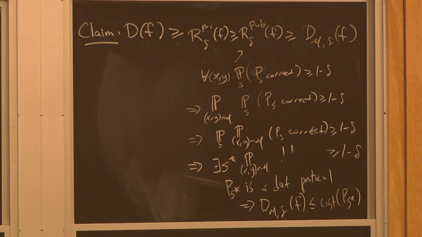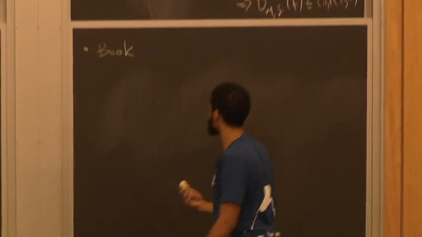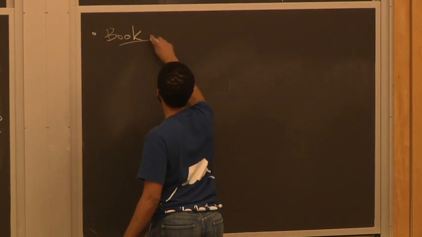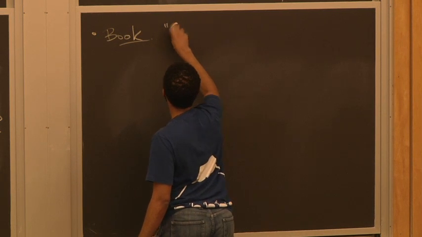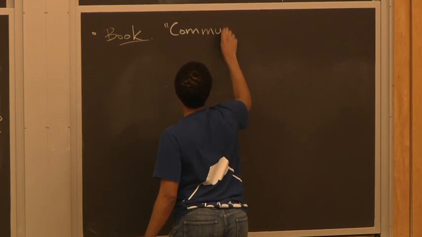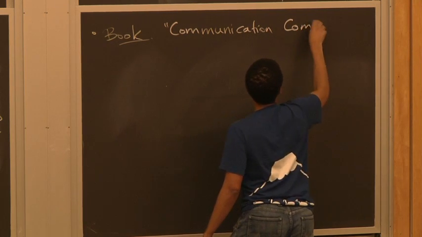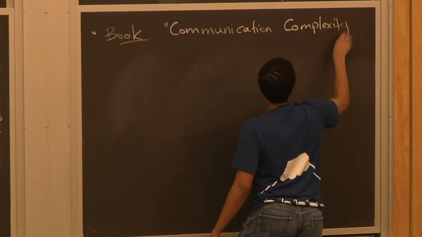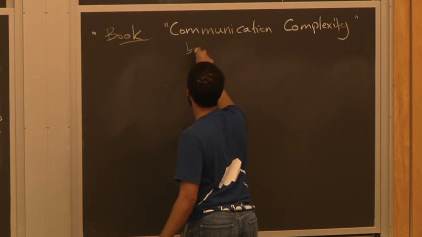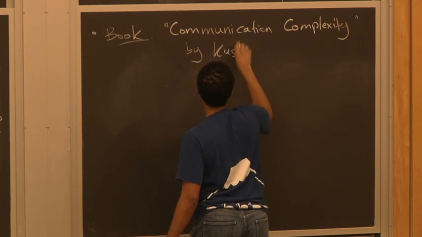So if you want to learn more about this stuff, I recommend there's a book. It's an older book. There are some more recent surveys as well, but there's a book called Communication Complexity. Okay. And it's by Kushilevitz and Nisan.